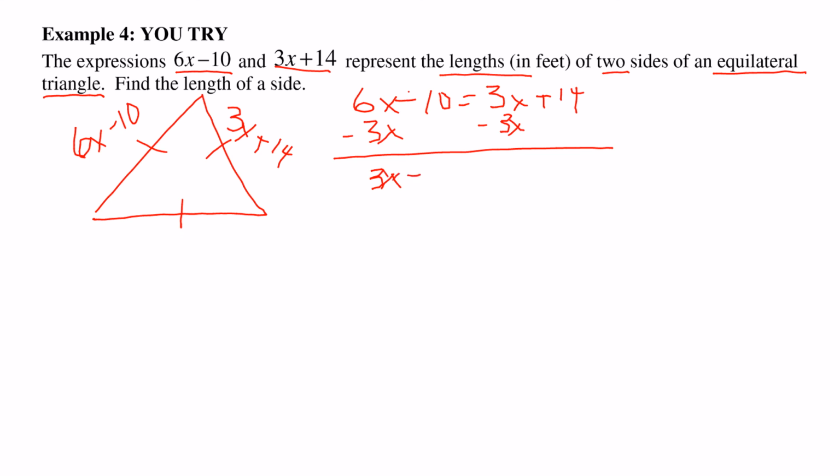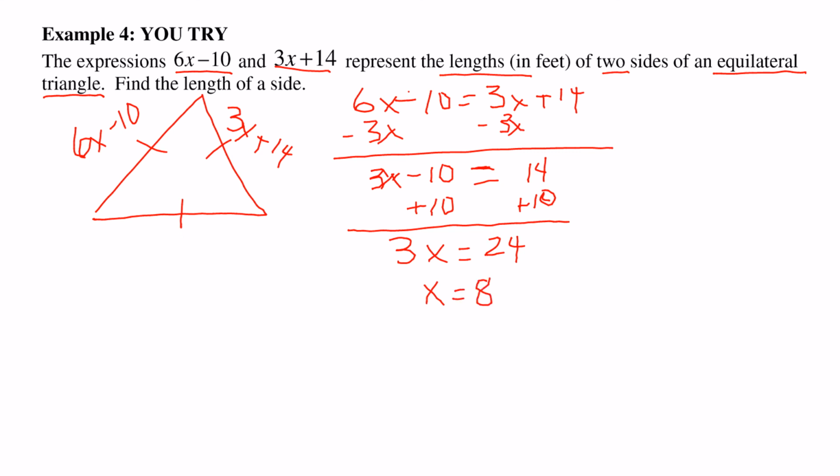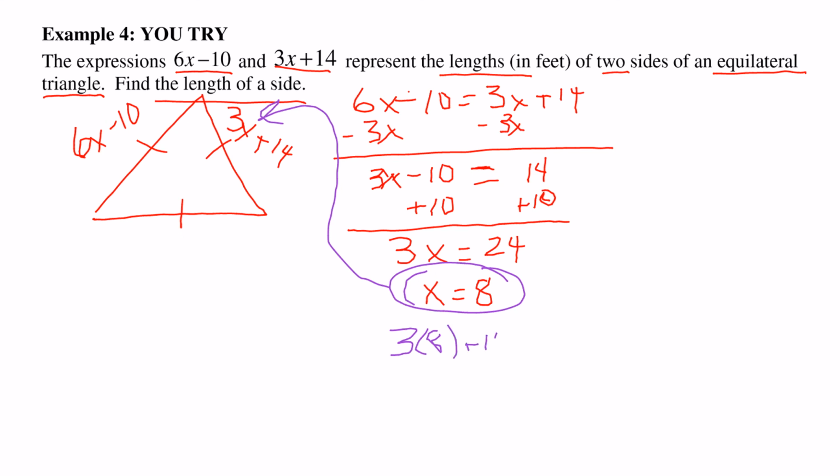If I add my 10 over, then I get 3x is equal to 24. So my x again is 8 when I divide by 3. But again, you want to find the lengths of the sides. So you should have taken that number and plugged it in for one of the sides. So 3 times 8 plus the 14. So 3 times 8 is 24. And then plus the 14. Combine those together and you end up with 38. And this is, let's see, feet for the side of our equilateral triangle.